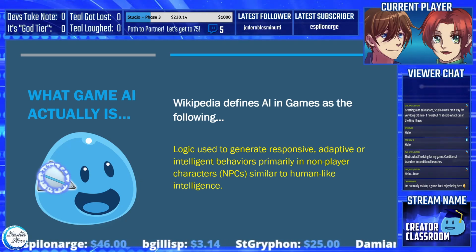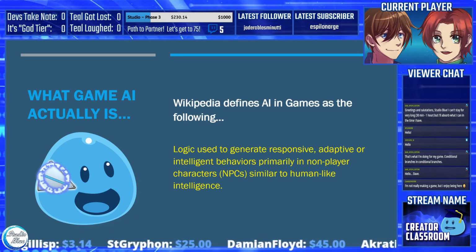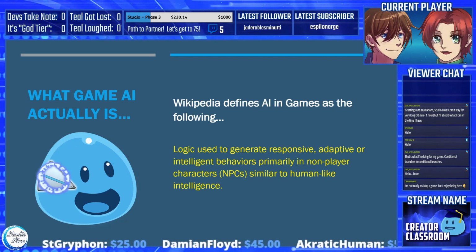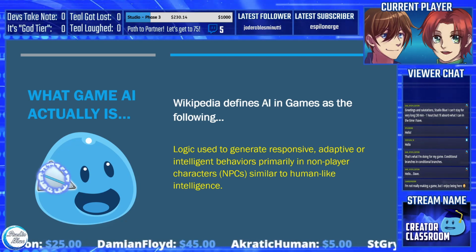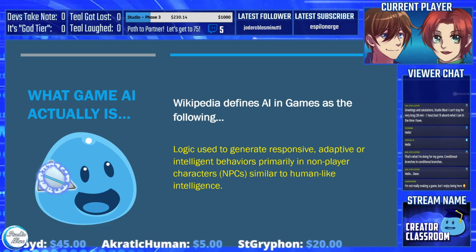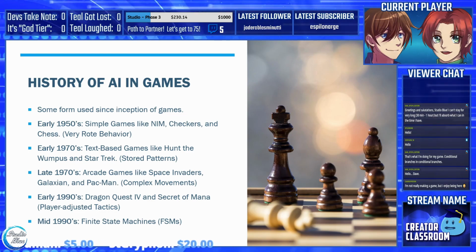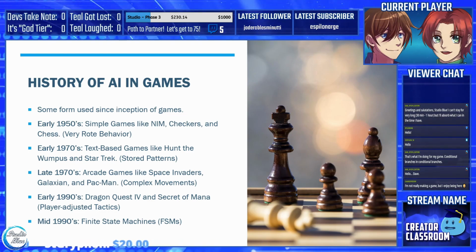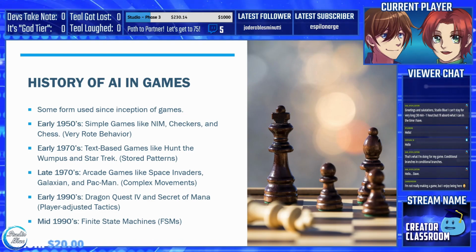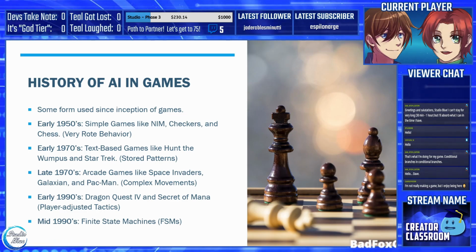Yes. It's logical algorithms that tell the game change this behavior of something the player doesn't control in order to improve their experience, whether it be through challenges, immersion, or otherwise. So let's move into the history. The history of AI in games, and I apologize for a wall of text here, but this is to kind of give you guys an idea, because it has been a number of decades in development.